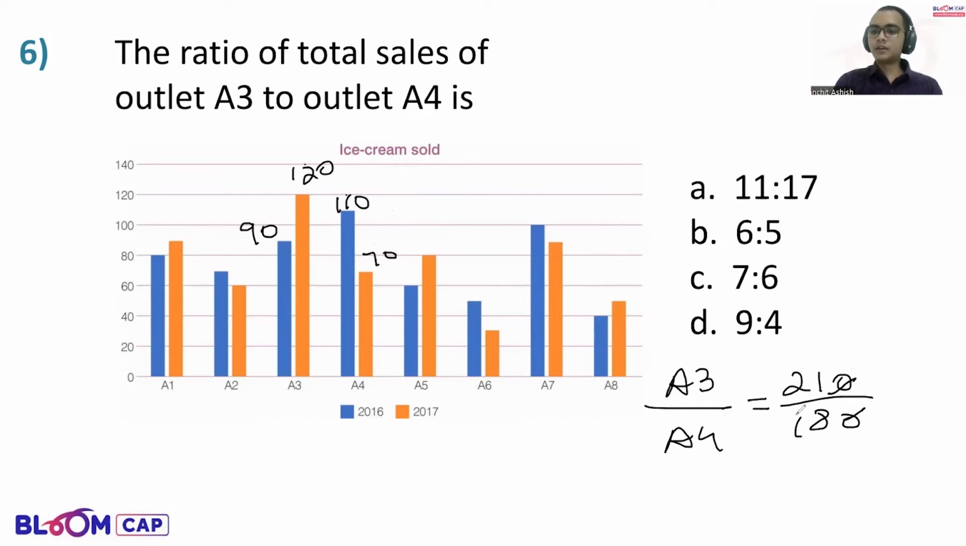We can see that the common number here is 3. 3 6s are 18 and 3 7s are 21. So the ratio is 7:6, which is option C in this case. Therefore, C is the answer.